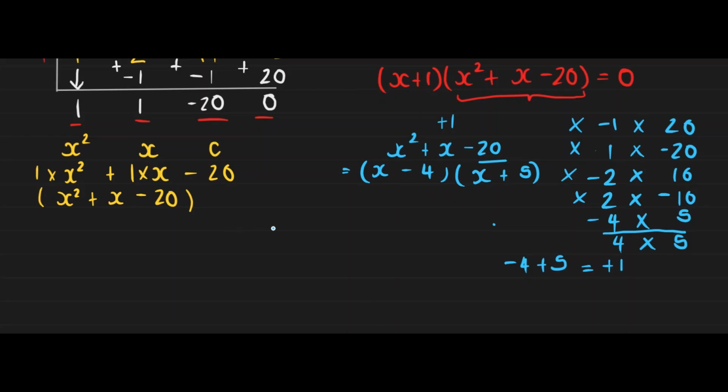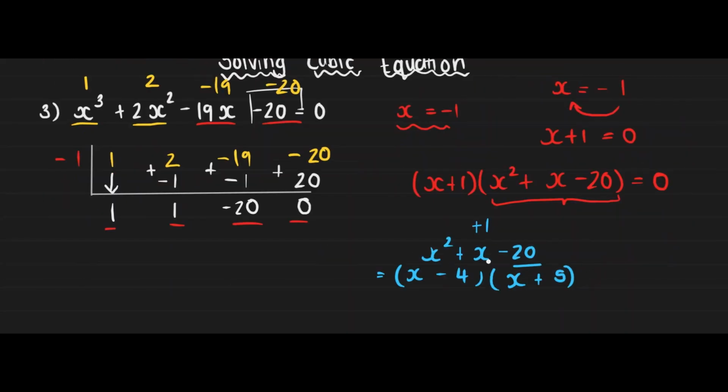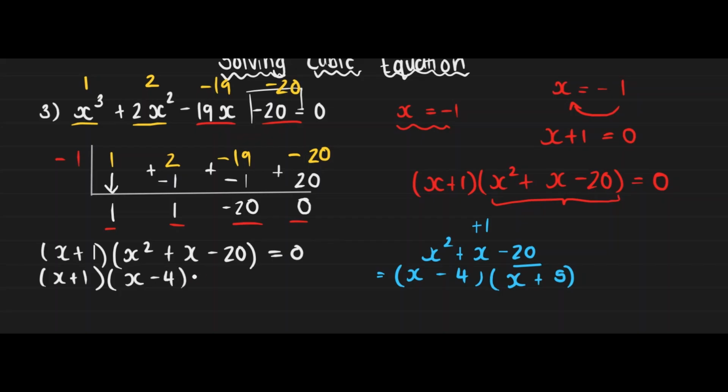So let me clear the screen so I can write the answer properly. From this question, our answer is going to be x plus 1, open bracket, x squared plus x minus 20, close bracket, equals 0. Then we've factorized this one, so it's x plus 1, open bracket x minus 4, close bracket, open bracket x plus 5, close bracket, equals 0. Then we're going to solve for x.